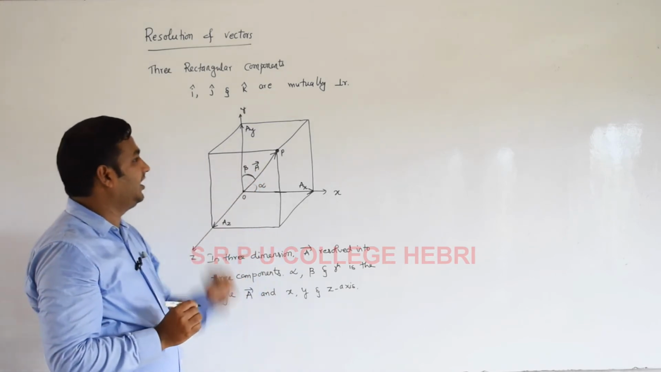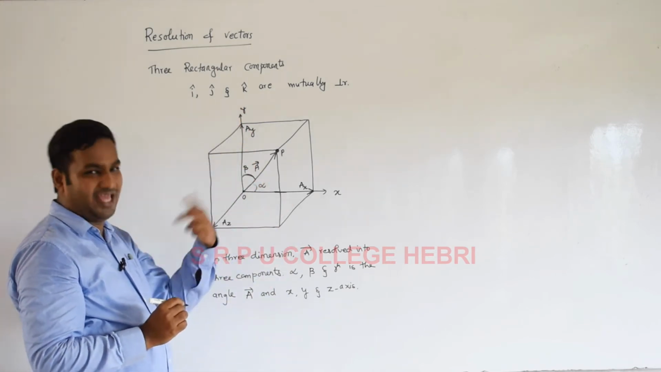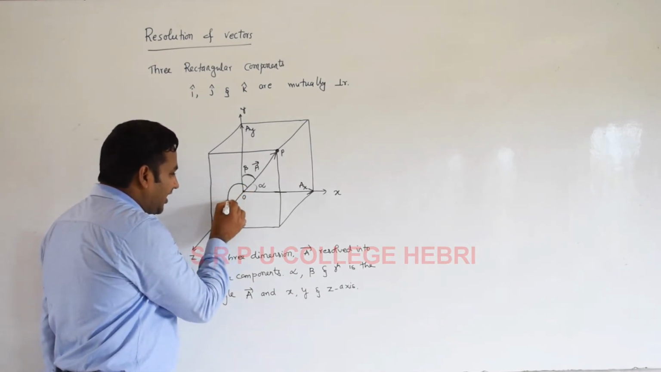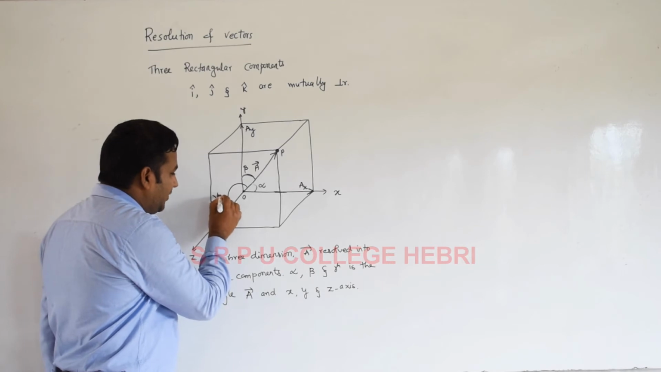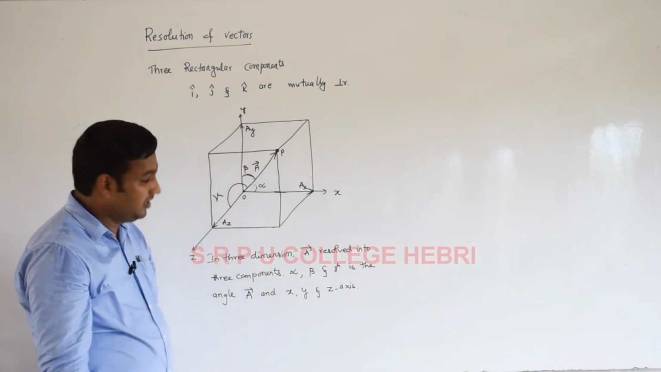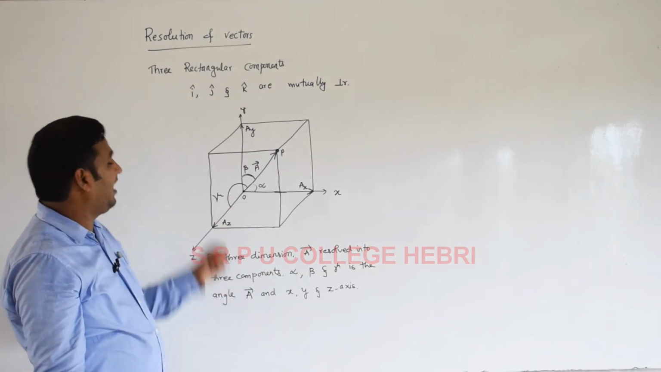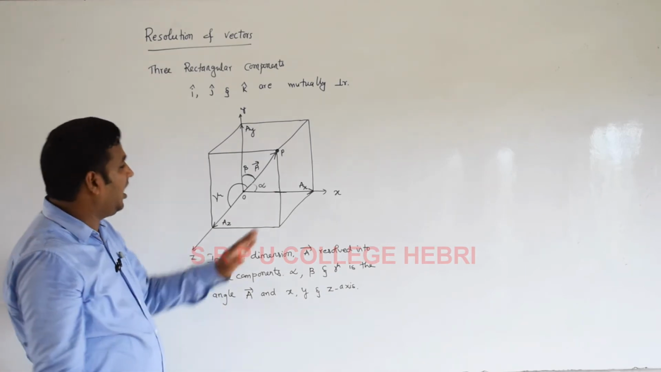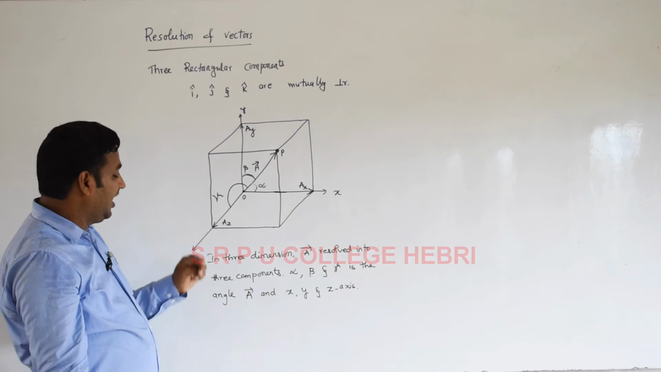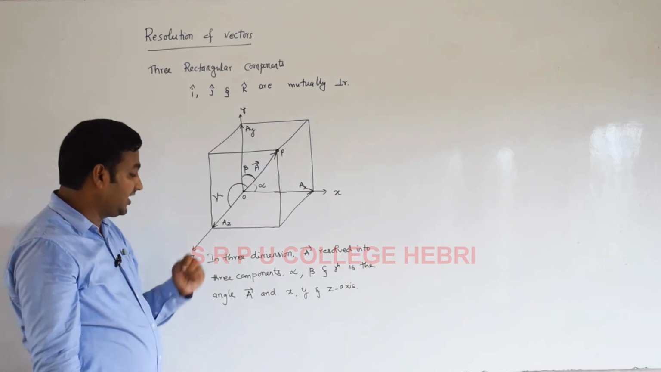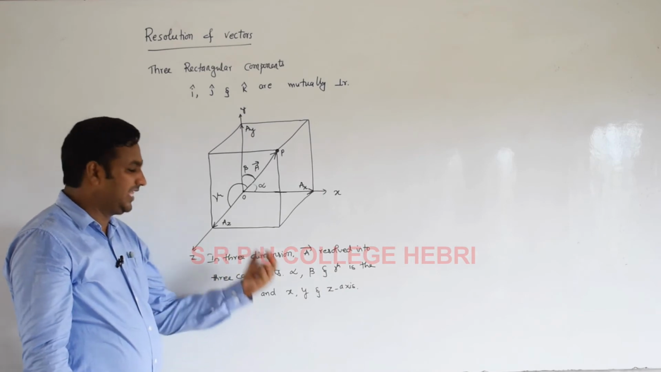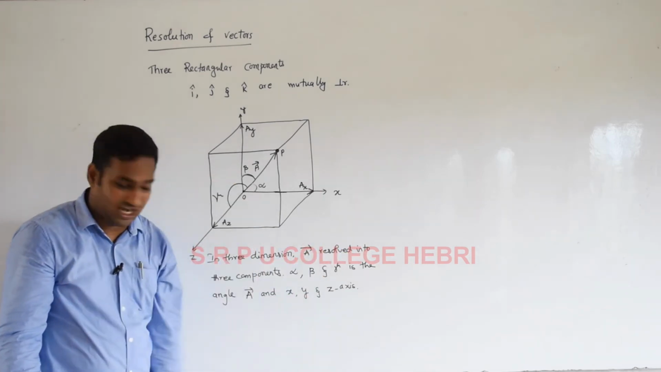Beta is the angle made by vector A from the y-axis. And from the z-axis, vector A makes an angle that we denote as gamma. Gamma is the angle made by vector A from the z-axis. Here alpha, beta, gamma are the angles between vector A and the x-axis, y-axis and z-axis.